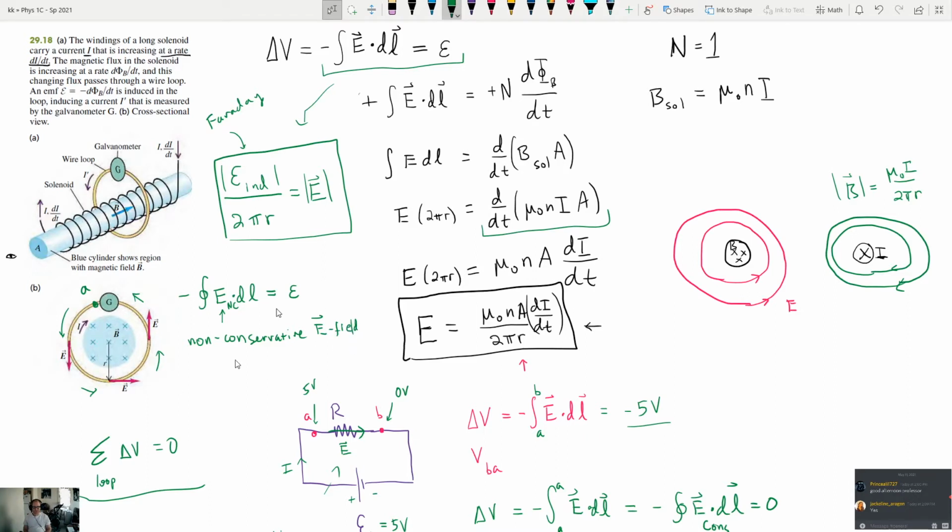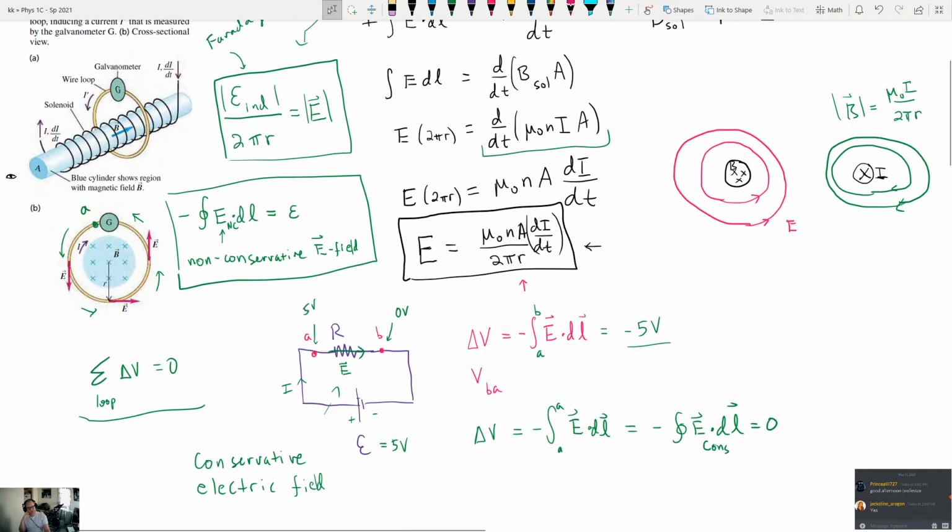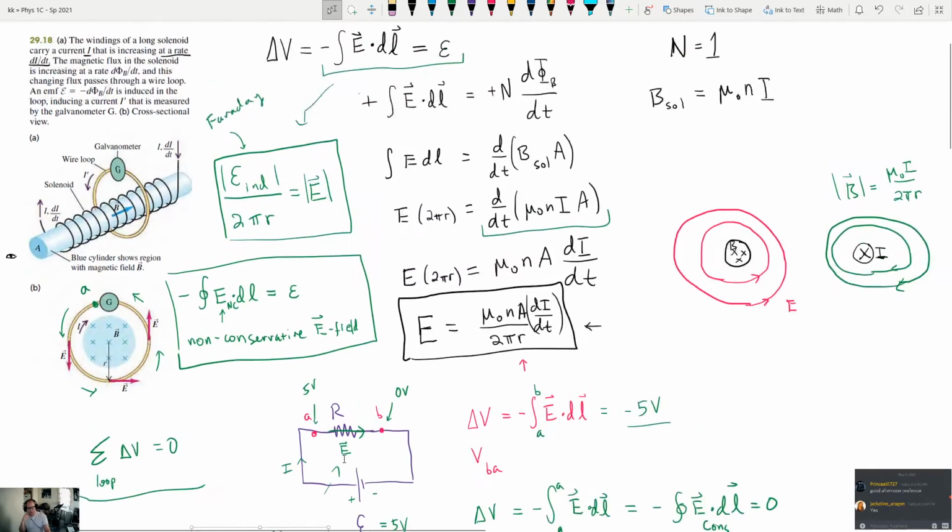So what this means is that when I produce an electric field using charges, like electric charges, like in the case of a battery that separates charges, I produce a conservative electric field. When I produce an electric field using Faraday's law, using changes in magnetic flux, you produce a non-conservative electric field. When you do the integral around a closed path, you no longer get 0. You get E. You get the EMF.